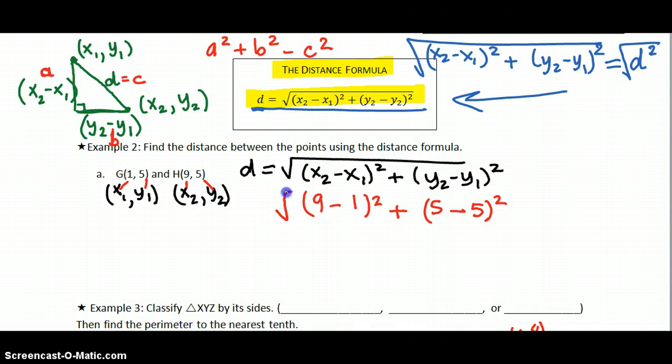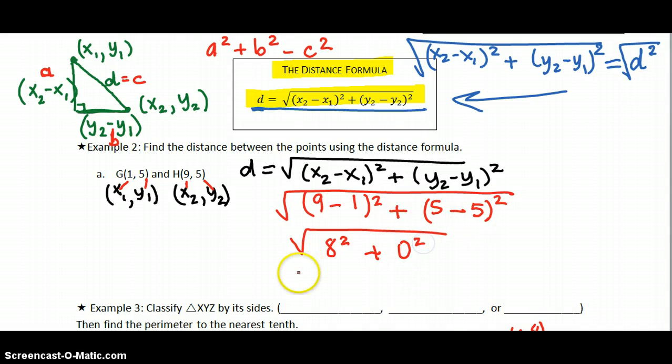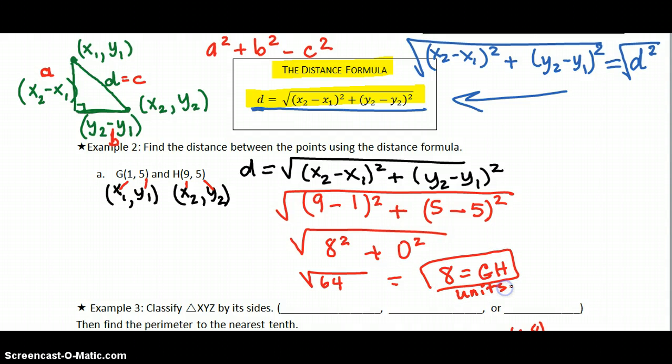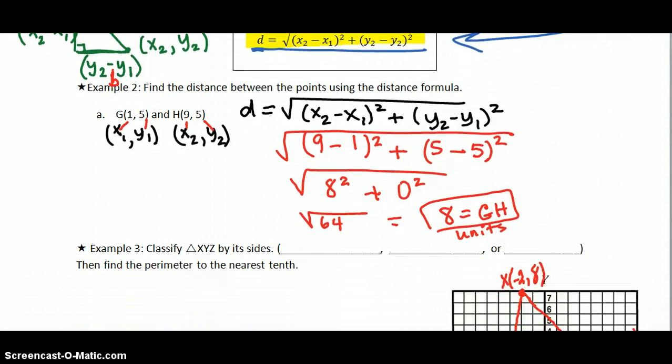So I'm finishing out the formula. Subtract those, you end up with 8 squared, plus subtract here, and you end up with 0 squared. So we're actually taking the square root of 64, which goes back to give us 8. So our distance between G and H, the distance of GH, is 8. And again, you would just say units because we do not actually know if it's inches or feet or meters or millimeters. So the distance between G and H is 8.